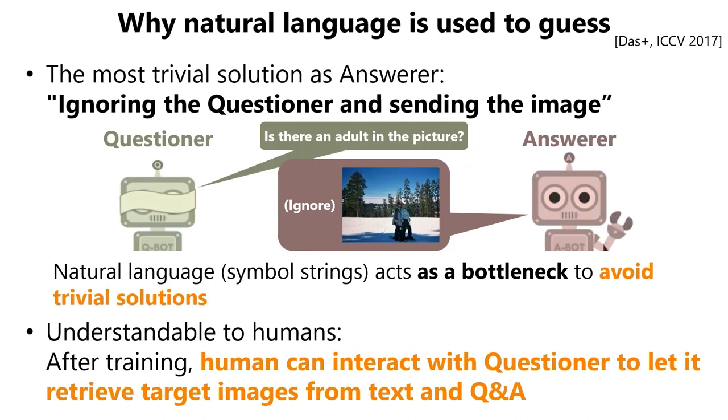I'd like to talk a little about why they use language. The most trivial solution here is that when the questioner asks a question like I just showed, the answerer just sends the image features to the questioner instead of replying to the questions. If all you wanted to do was to communicate information between two agents, you would have used this type of input-output, but why use language only? It could be seen as a way to avoid such a trivial solution by using the language as a bottleneck.